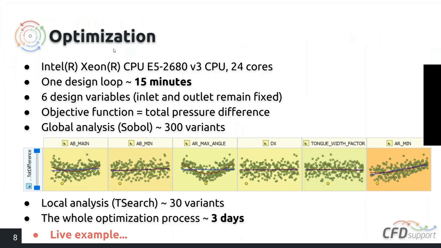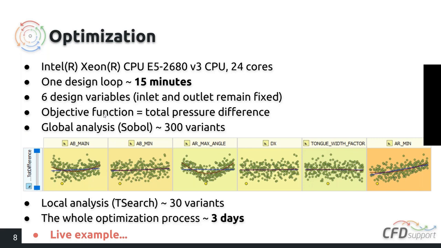So just briefly what we have done. We use this type of processor, Intel Xeon, with 24 cores. One design loop containing all the steps, mesh generation, CFD simulation, results evaluation, takes about 15 minutes. For the optimization, we use 6 design variables, which Mattia has already described. Here I would like to emphasize that the volute should be fitted to the existing geometry. So some parameters have to be fixed, those parameters which affect inlets and outlets. Therefore, we have chosen just 6 design variables. The objective function is set as the total pressure difference.